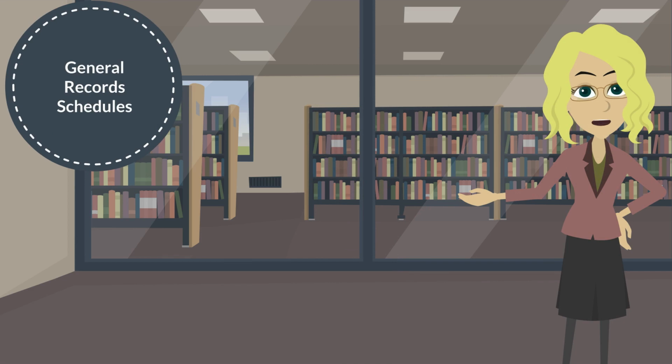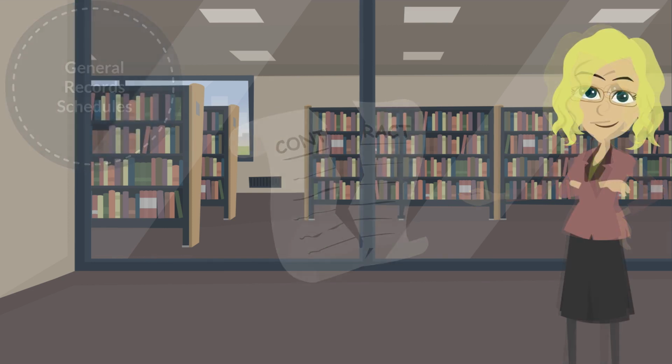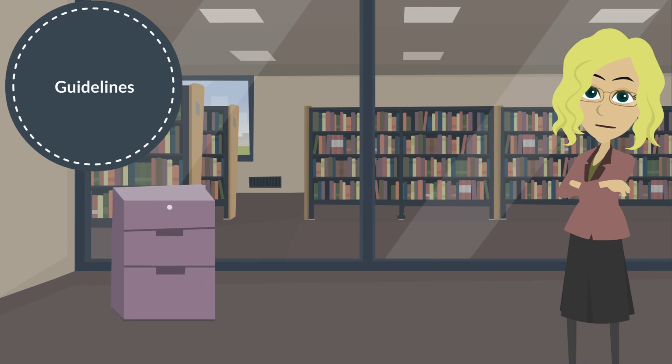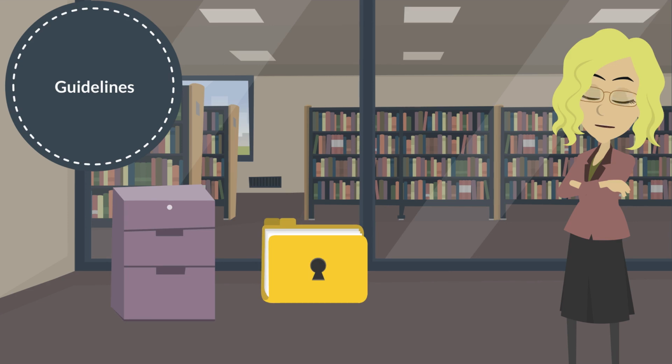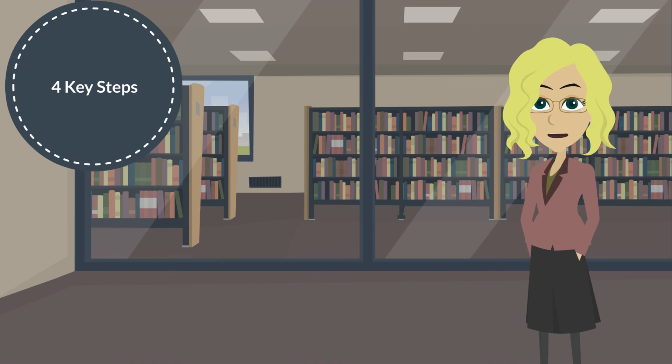General records schedules provide legal authorization to dispose of records common to business function on a regularly scheduled basis. The university has established guidelines on how to identify records that must be retained, how to securely store retained records, and how to properly dispose of records. There are 4 essential steps to records management to ensure compliance with policy and best practices.